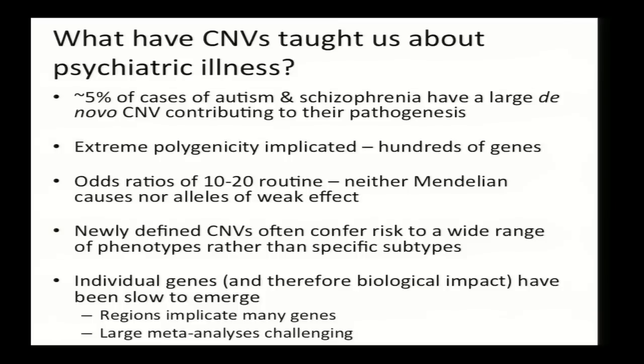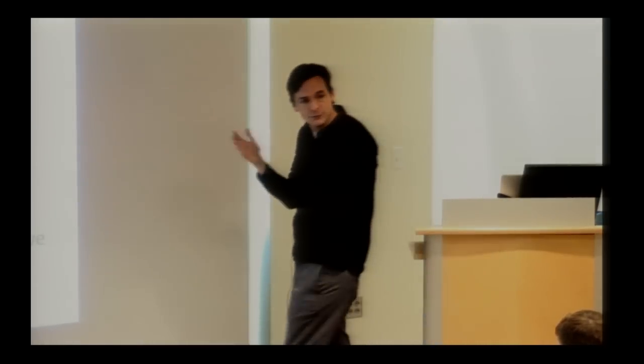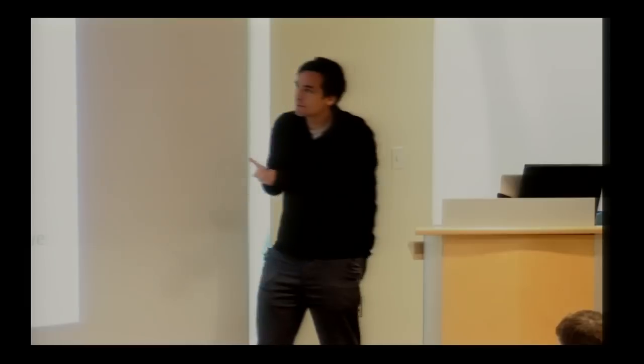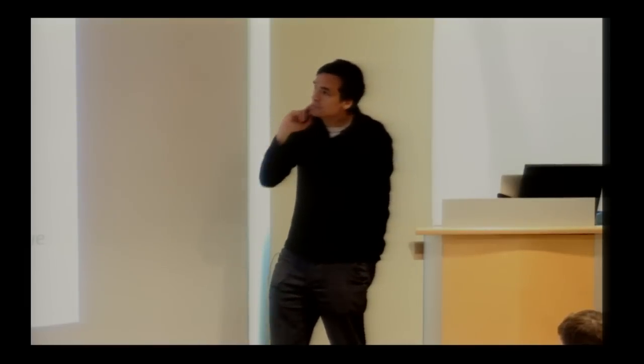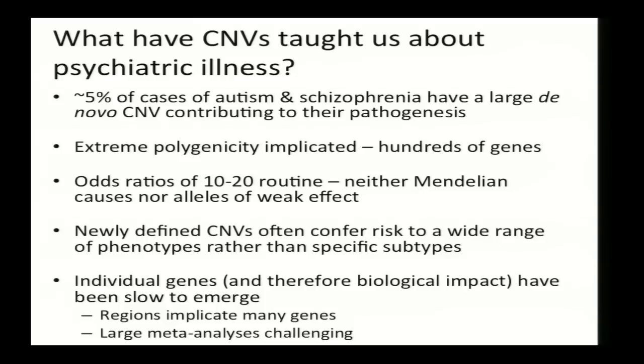So, what have CNVs taught us about psychiatric illness? And I don't mean to see all of this through the prism of psychiatric illness, but psychiatric illness is the set of phenotypes in which CNVs have been most strongly implicated, and through the prism of which we've sort of learned the most about them. So on the order of about 5% of cases of autism and schizophrenia have a large de novo CNV that we believe contributes to their pathogenesis.